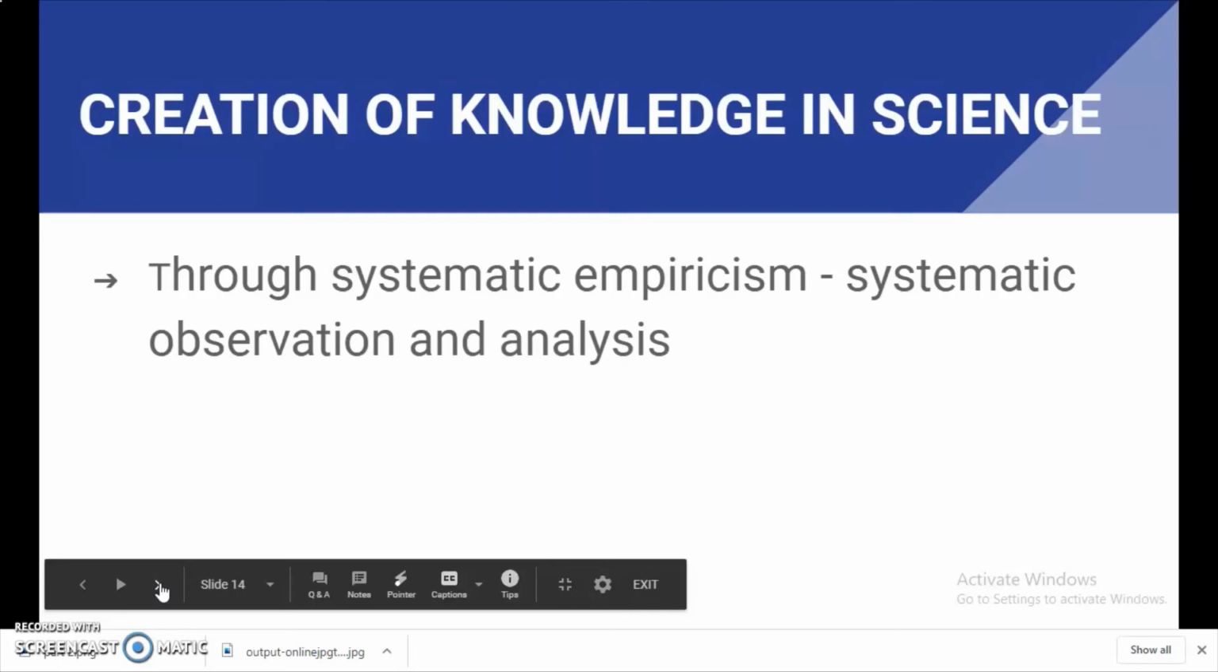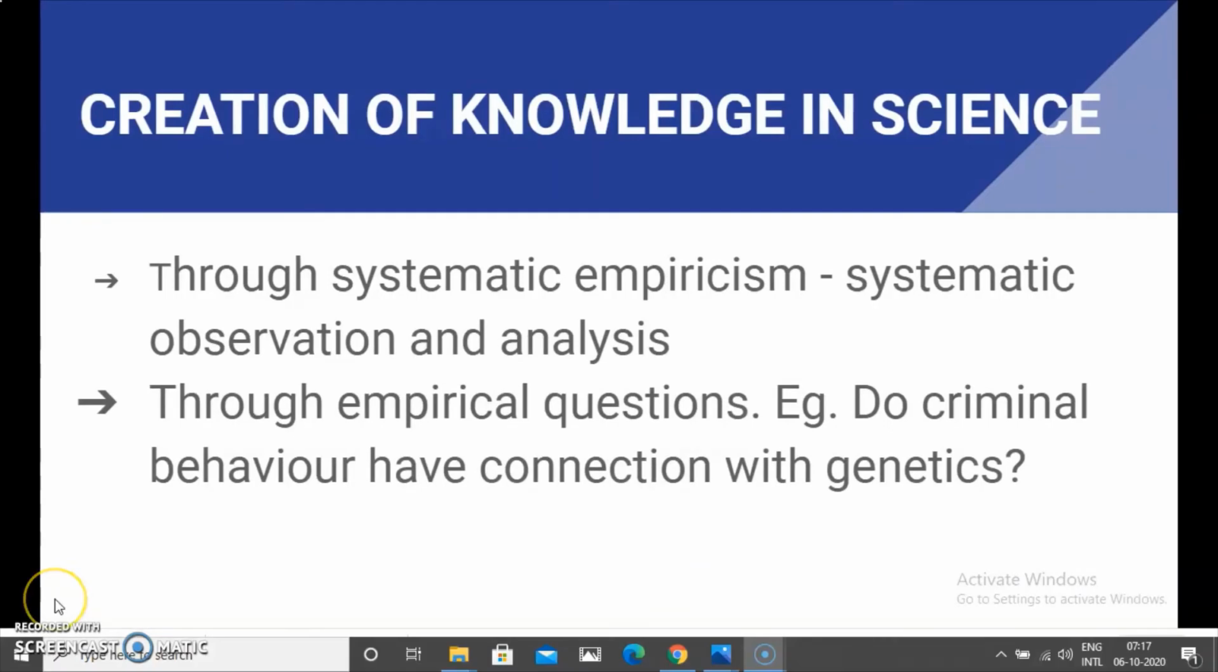It is not simply empiricism, but it is systematic. That means systematic observation and systematic analysis. That's the way of science. In scientific methods, we acquire knowledge through empirical questions.